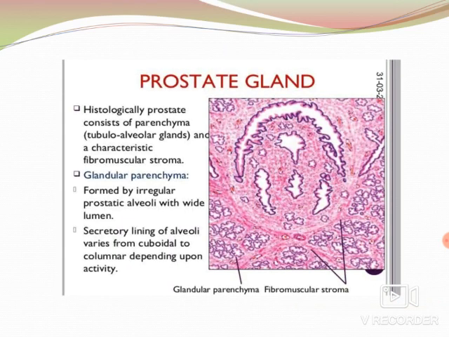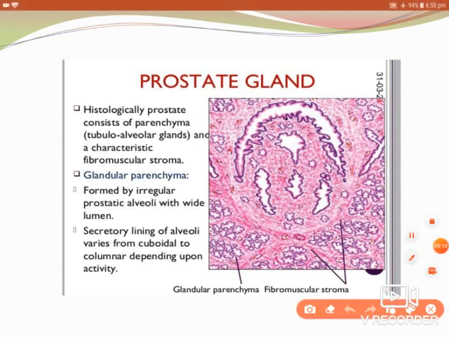Then next is the microscopic structure of the prostate gland. Here is a section of the prostate. It's a fibromuscular glandular structure, so it has a fibromuscular part and a glandular part. The glandular part consists of the prostatic alveoli, lined here. You can see the lumen is there. In between the alveoli there is this region, the fibrous and muscular layer, the fibromuscular layer.